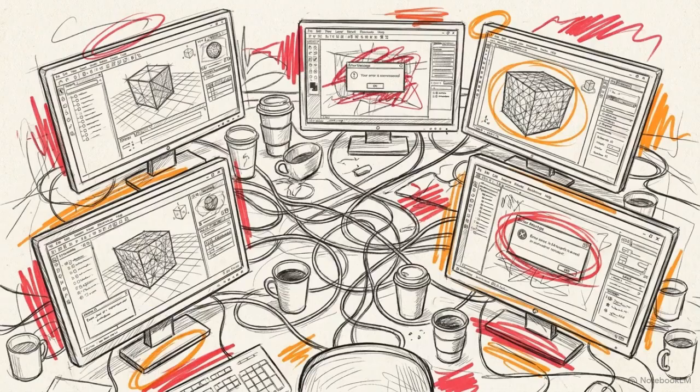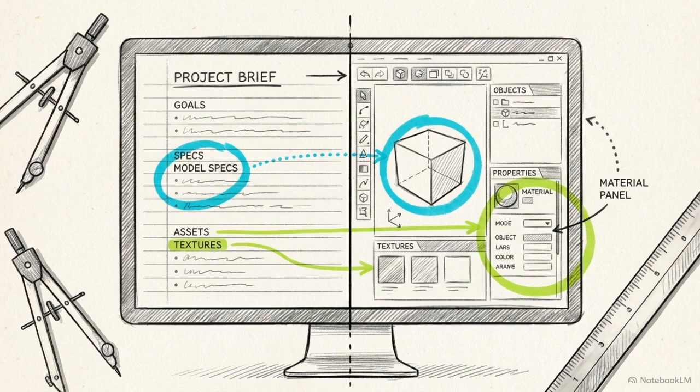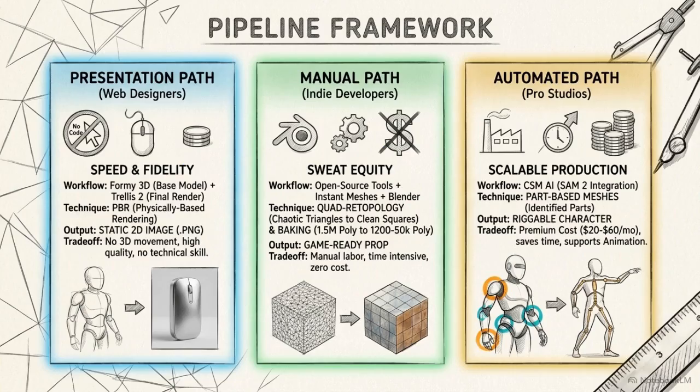Arguing over which AI 3D generator is best misses the reality of the technology. The only thing that matters is matching the tool stack to your specific end goal. To make that decision, use this framework to map your user profile to the ideal tool stack, expected costs, and required skills. If you are a web designer who just needs a product shot, use the Formy and Trellis pipeline to bypass learning 3D topology entirely.